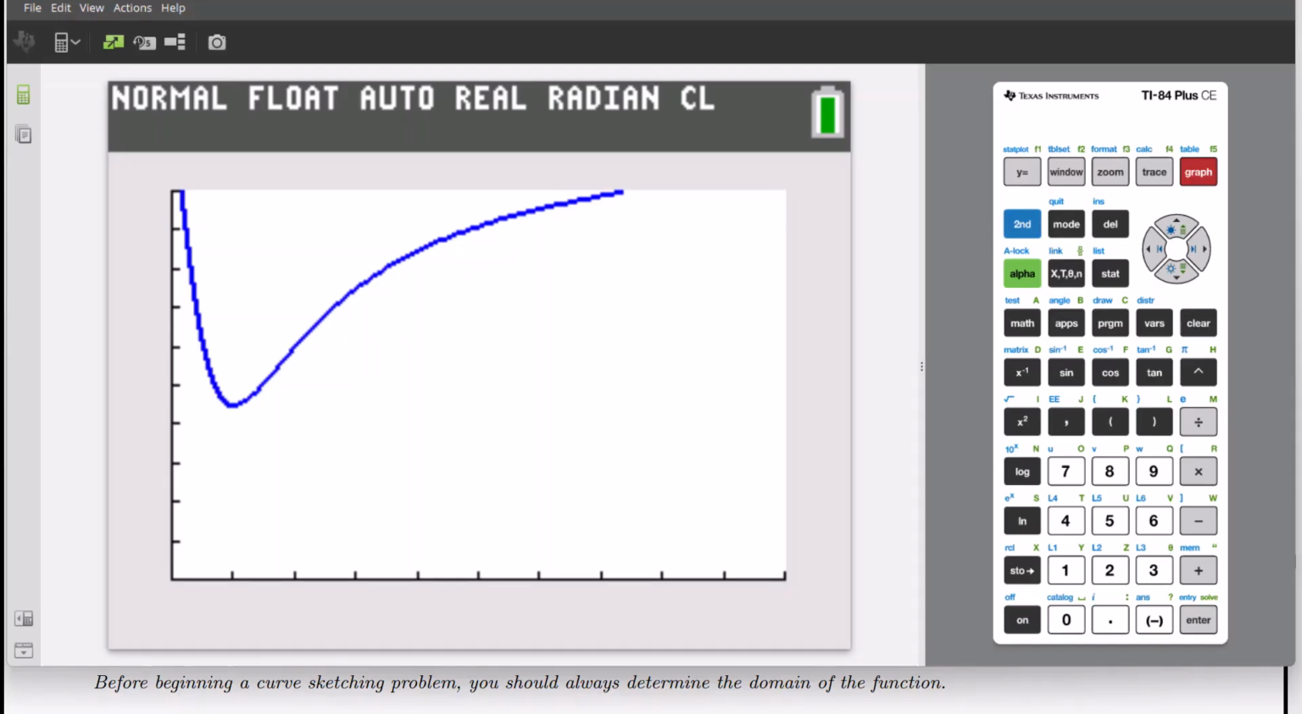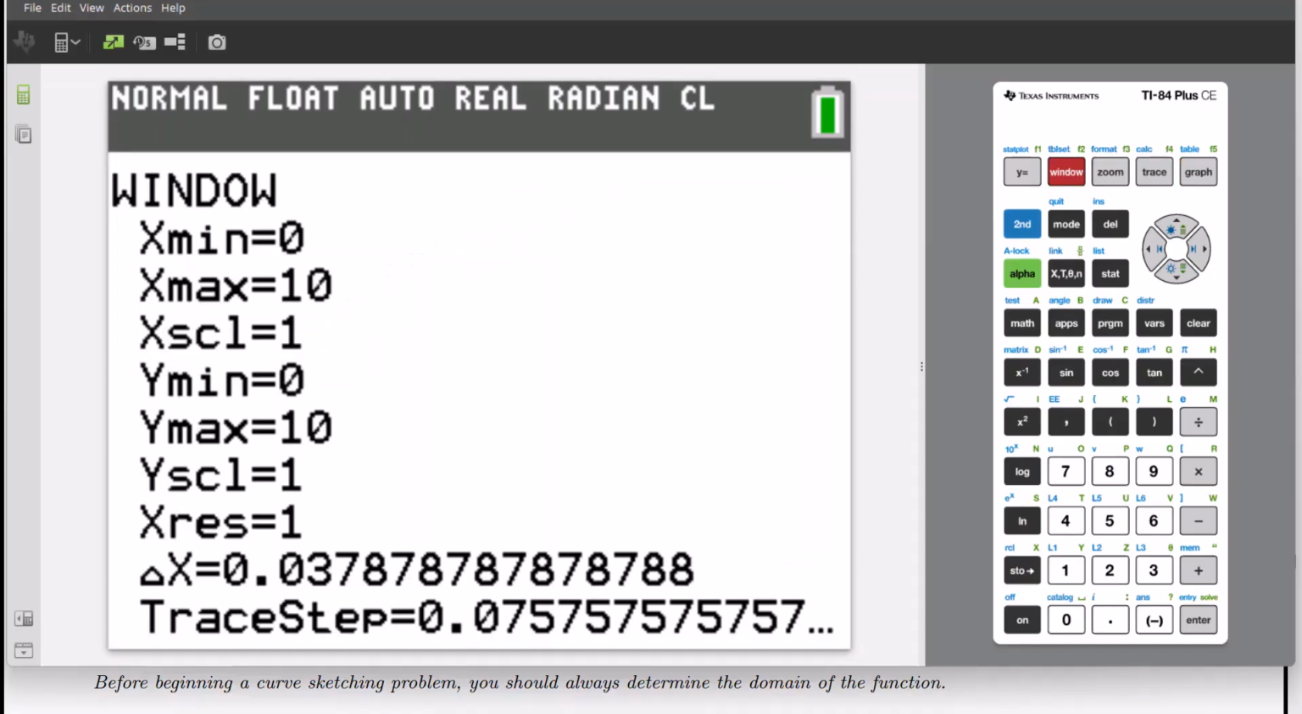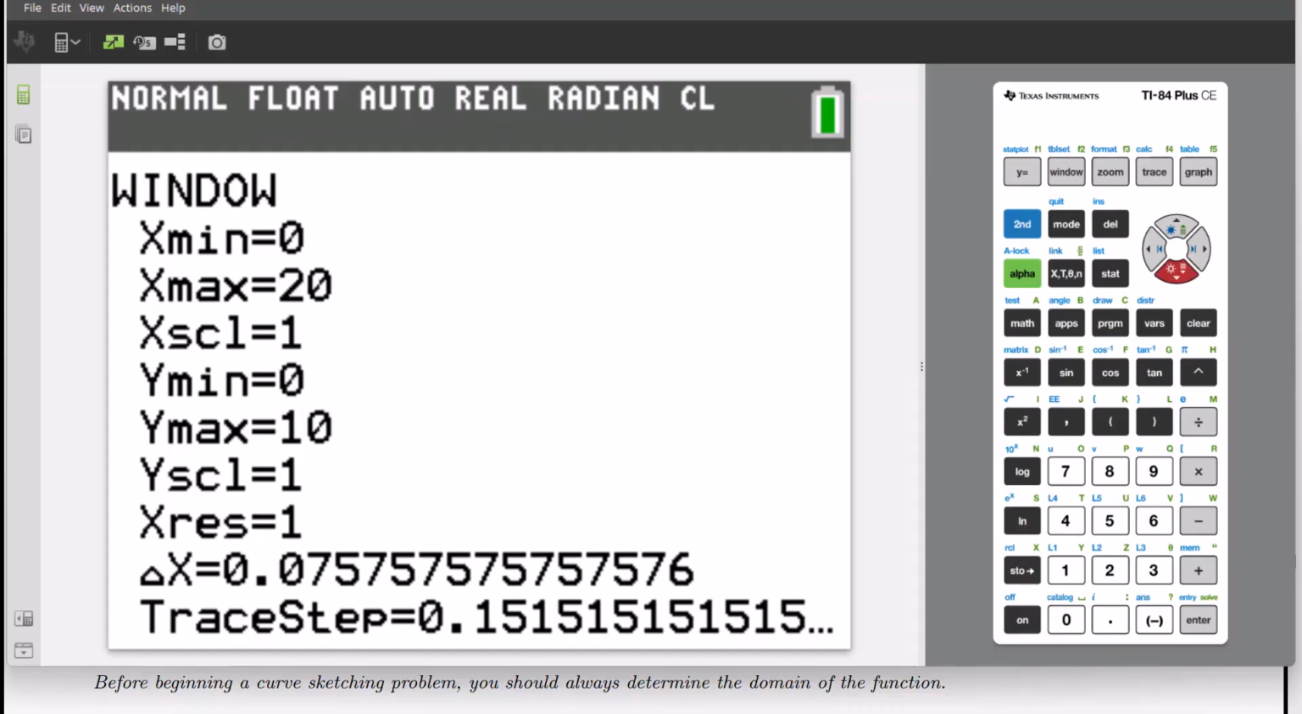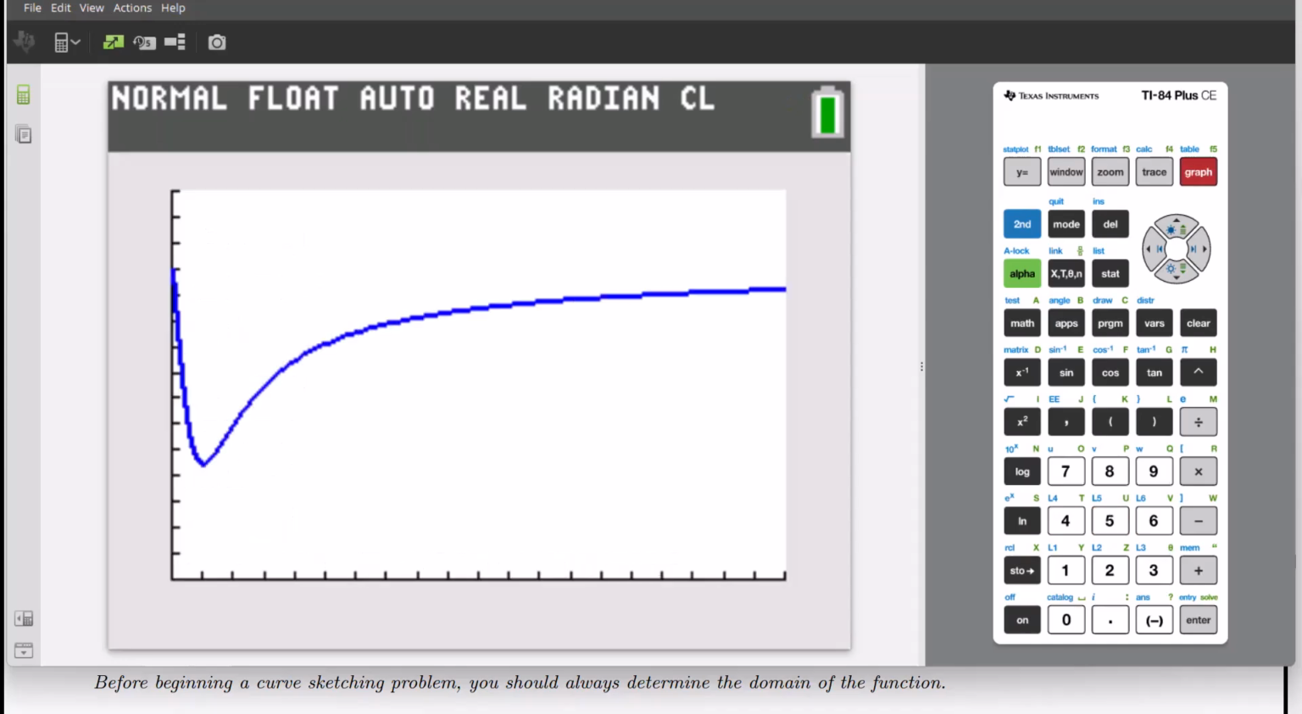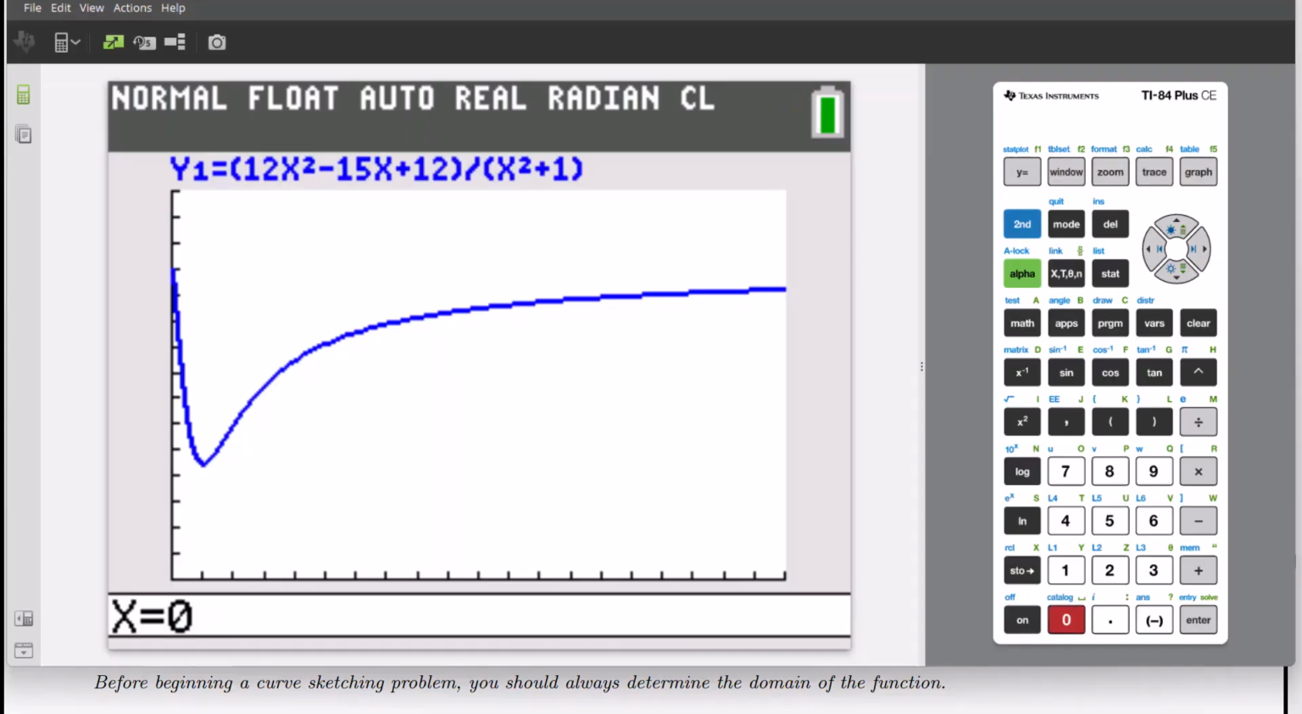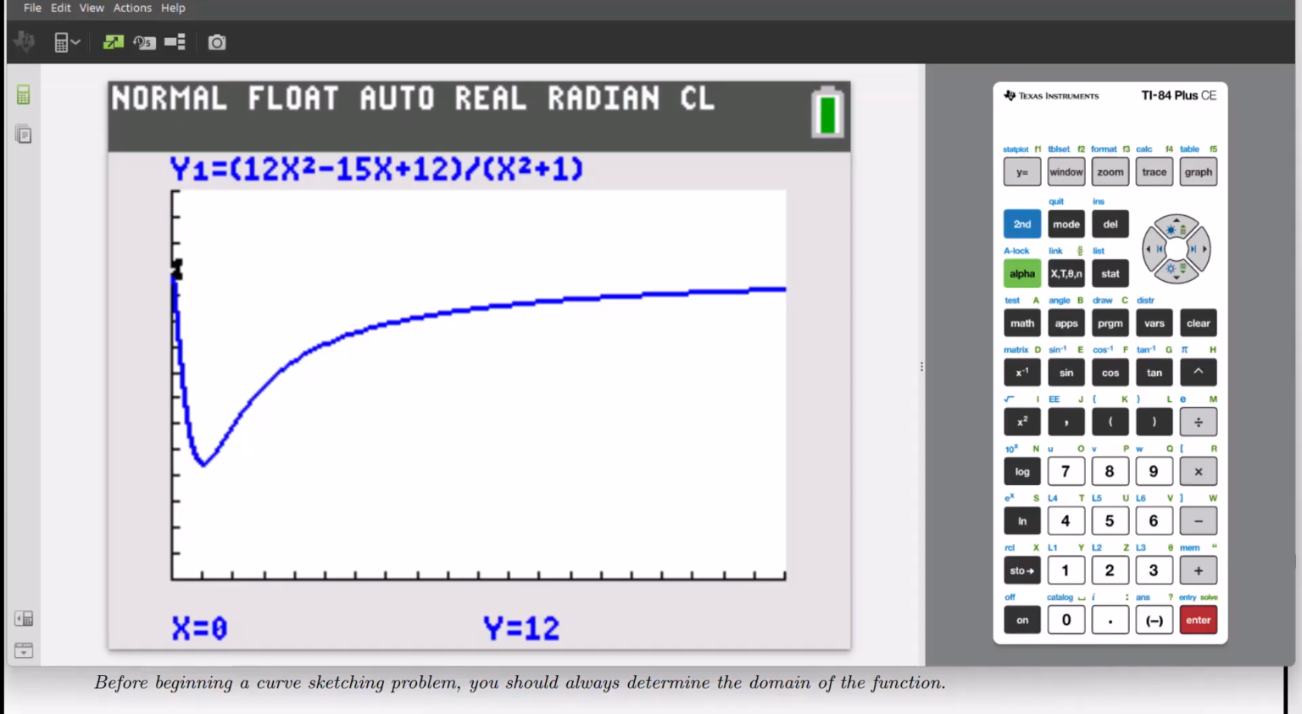I'd like to see more of the top of the graph and maybe more of the right side of the graph. So I'm going to go back to window, and I'm just going to change my x maximum. Instead of 10, I'm going to make it 20. So this is basically 20 weeks, let's say. And the y maximum, let's make it 15. So you can see this is what the graph looks like. And just a couple of things to point out. If I click trace and trace 0, you'll see we started off with 12. So 12 units of oxygen were dissolved in this pond at the beginning of the experiment. We can see that on the graph.